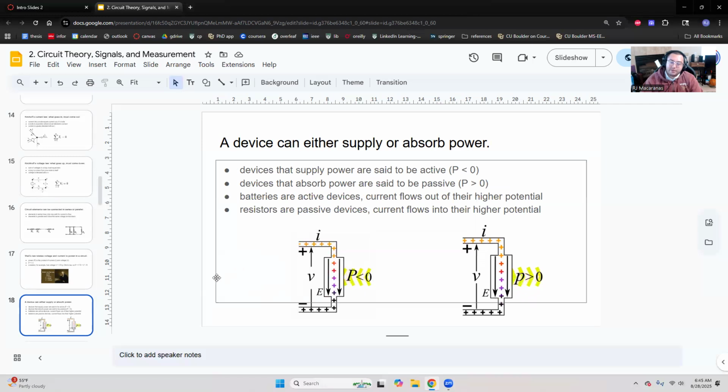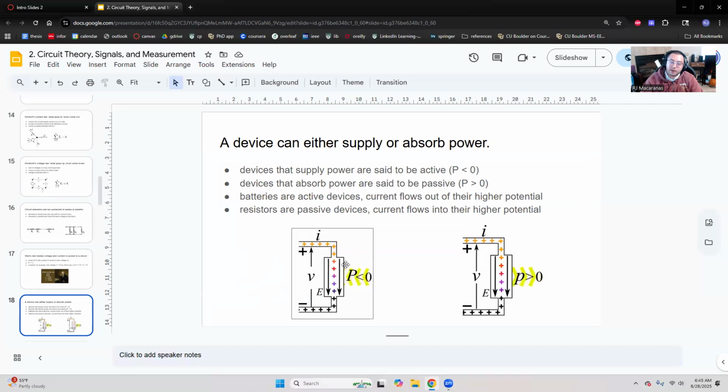When we have that case, that means that the device is supplying power, right? Current is flowing out of that device. And on the other end here, we have a passive element because it's absorbing power. You can see, on the contrary, there is current going into the positive terminal, and so that device is absorbing power.